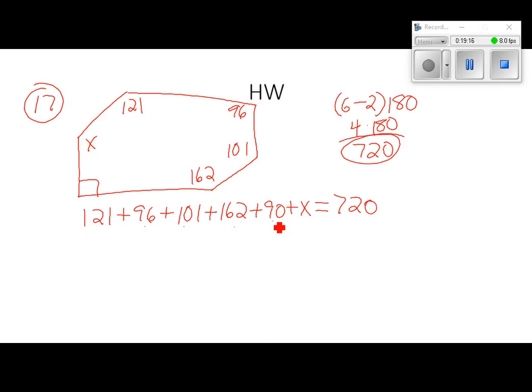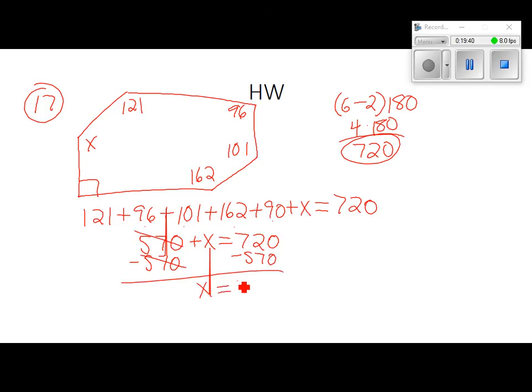What do you end up with? 570. Now we've got 570 plus x equals 720. Can you just do 720 minus 570? X ends up being 150.